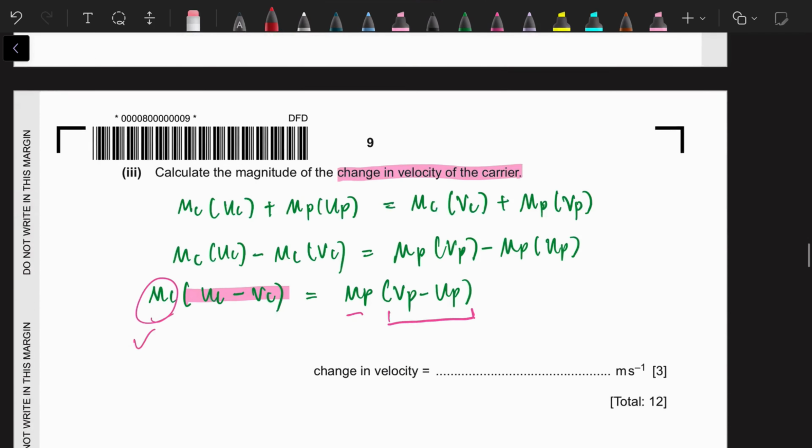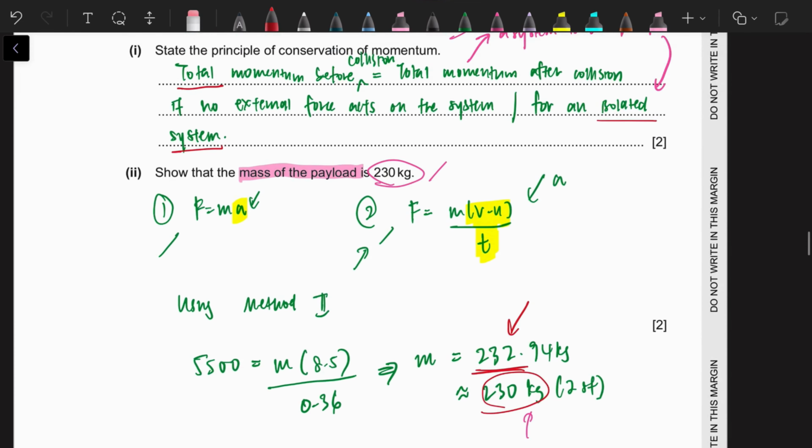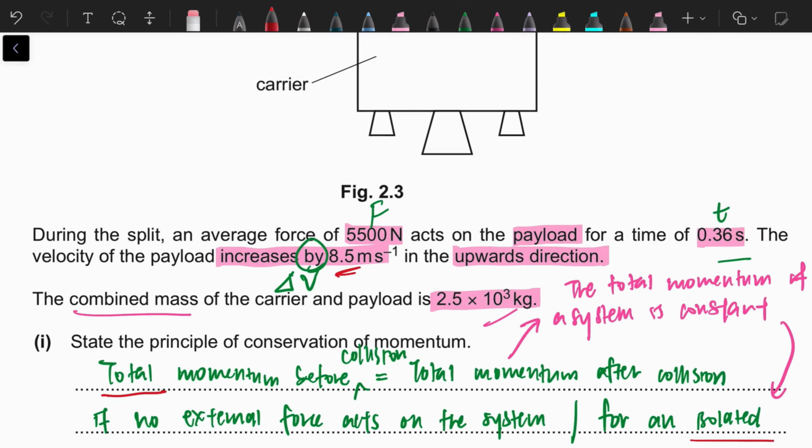So when you look at this question, I know you might be wondering, okay, how do I find the initial velocity? How do I find the final velocity of this payload and this carrier? Before you even think of that, you look at what you did in the previous questions. In the previous questions, you found the mass. How did you find the mass? Using the change in velocity. The change in velocity is given by 8.5.